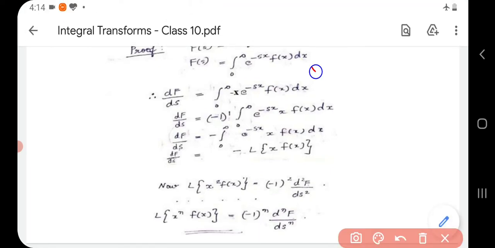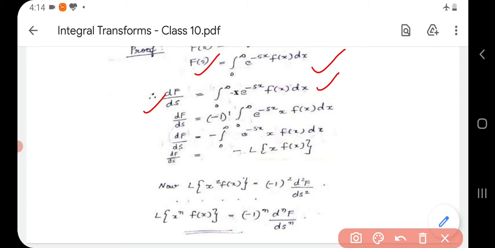This is the function, integral 0 to infinity e raised to minus sx f(x) dx. You know it is F(s). Now just differentiate it. That is dF/ds. What is the differential of e raised to minus sx? It will be minus x e raised to minus sx. Then f(x) dx is kept as such.